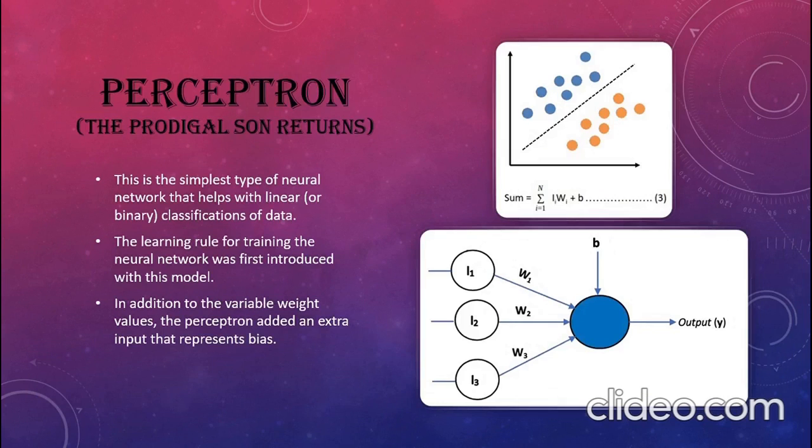Perceptron. Comes the perceptron model, which we already learnt about. This is the simplest type of neural network that helps with linear or binary classification of data. The learning rule for training the neural network was first introduced with this model. In addition to the variable weight values, the perceptron added an extra input that represents bias or balance.